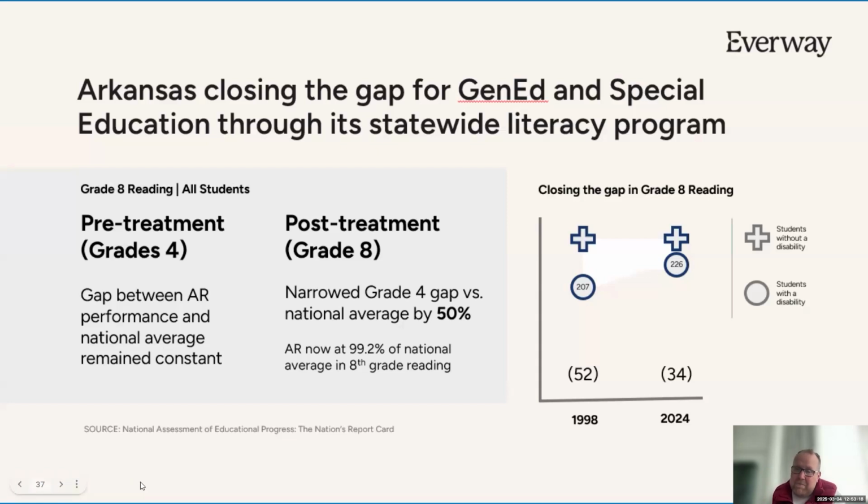So we've all heard how bad the NAEP scores were, but Arkansas is actually bucking the trend and they are actually closing that gap for both their special ed and gen ed population when we add assistive technology to the mix. And that's a pretty powerful tool.